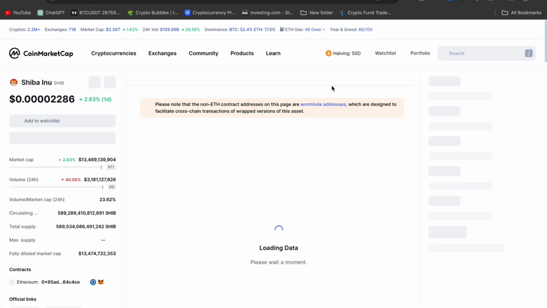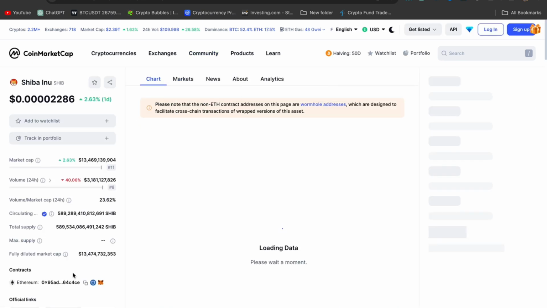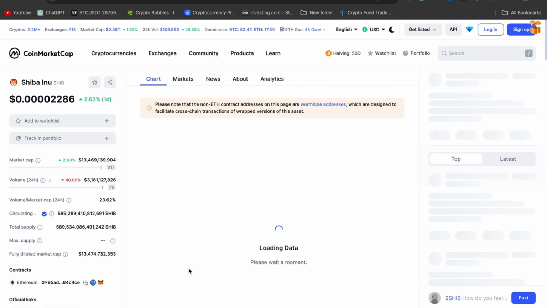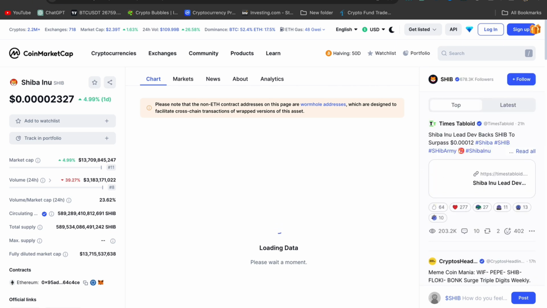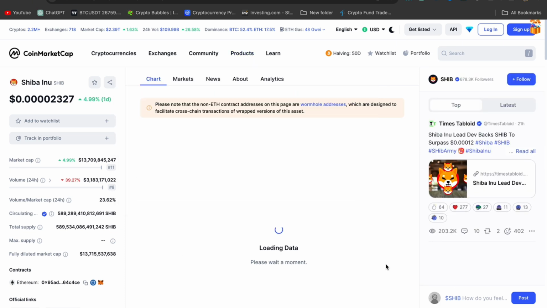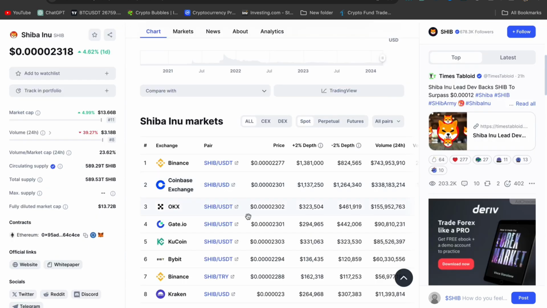So now that we have three coins to trade, we will do our analysis. And I'm saying that before you take a trade, make sure that the coin is on CoinMarketCap. When we go to the market section, we can see that Shiba Inu is listed on Binance, Coinbase, OKX, KuCoin. It is listed on all the exchanges. That means it's a legit coin.